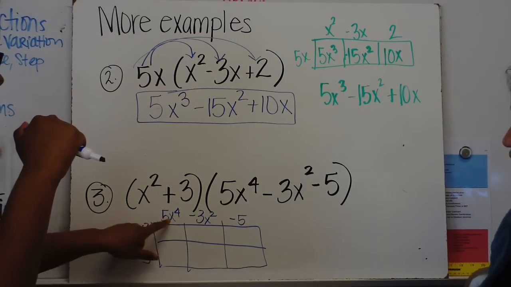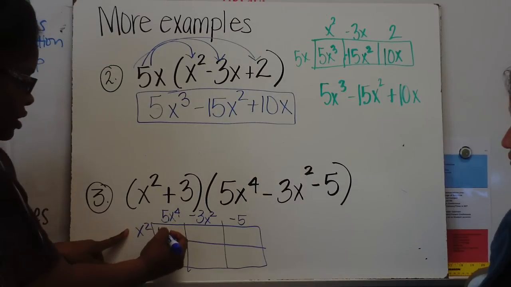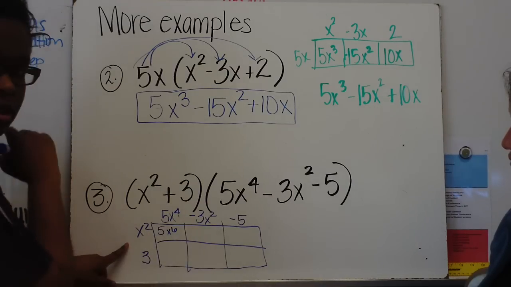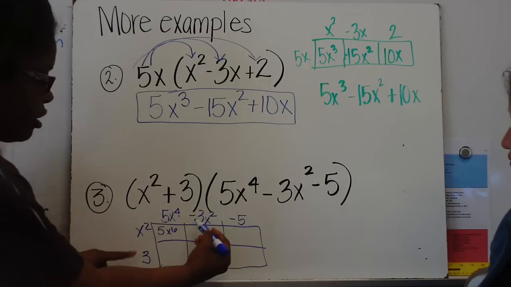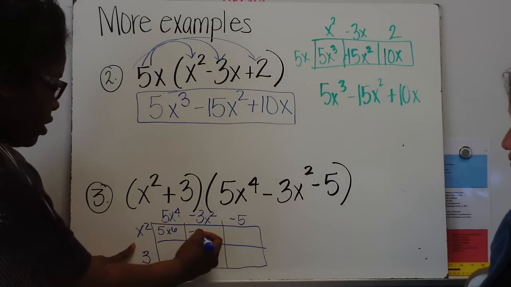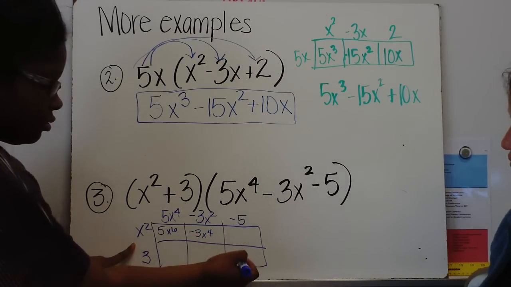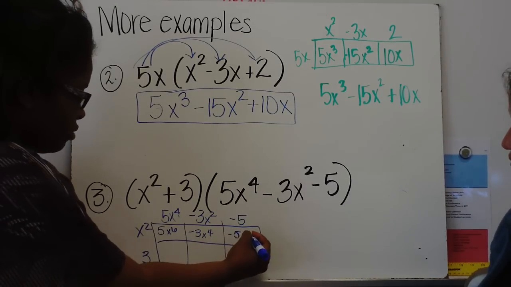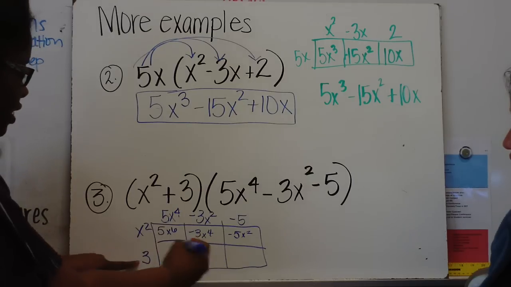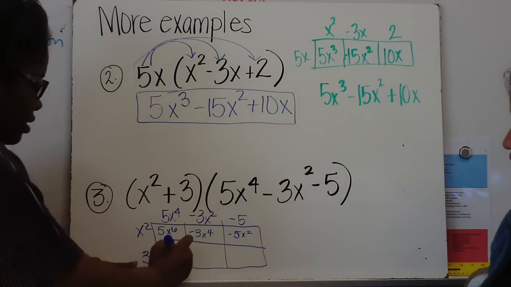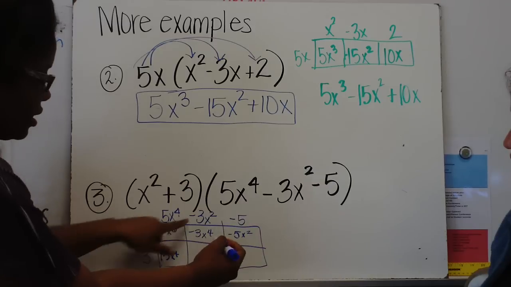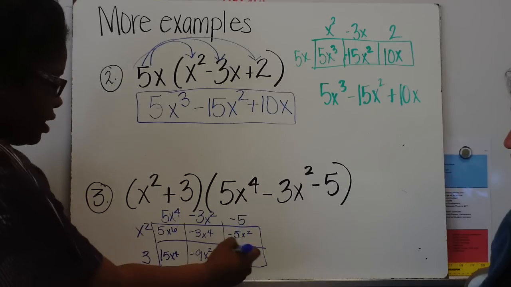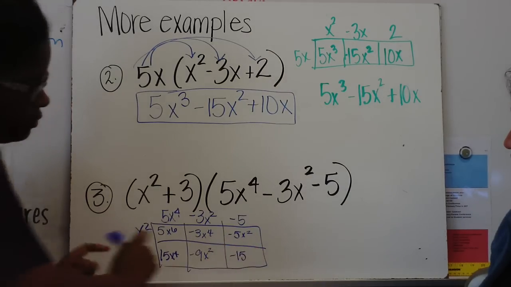X squared times 5x to the 4th. Well, 5 times 1 is 5. And x squared and x to the 4th would then become x to the 6th. And then x squared times negative 3x would be negative 3x to the 4th. X squared times negative 5 would be negative 5x squared. 5x to the 4th times 3 is 15x to the 4th. 3 times negative 3 is negative 9x squared. And 3 times negative 5 is negative 15.